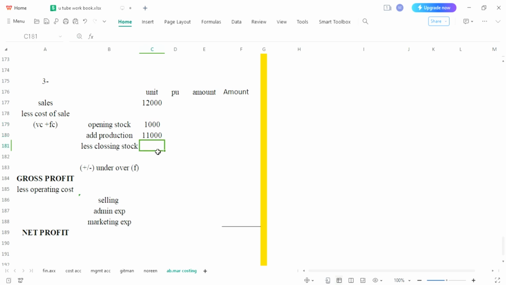For closing stock units, you will decide by yourself. Now please focus. 1,000 were the number of units at the starting of the period. You have produced 11,000. Total 12,000 units you have available, out of which 12,000 you have sold. It means no units would be present in your closing stock. So in this way, units are completed for production. Now under over applied we will decide.